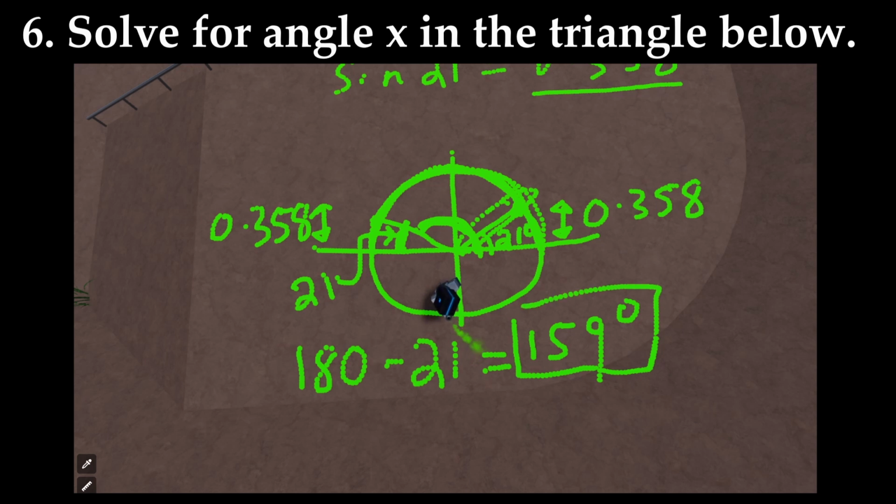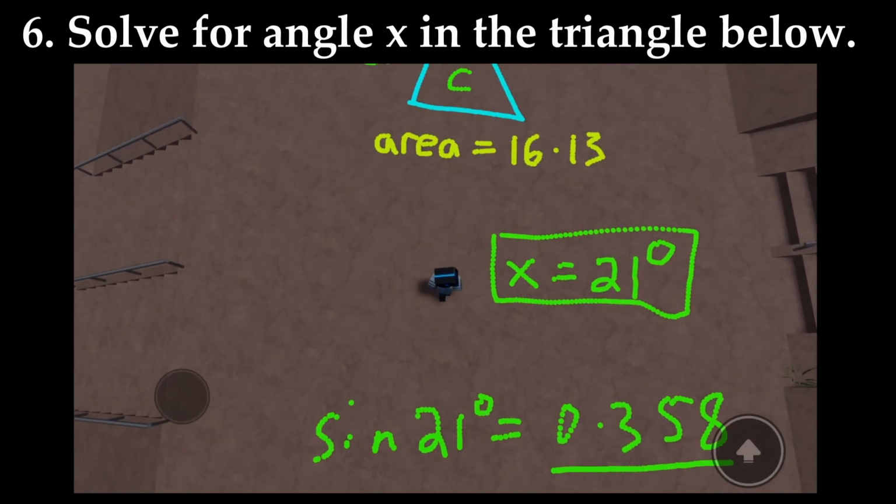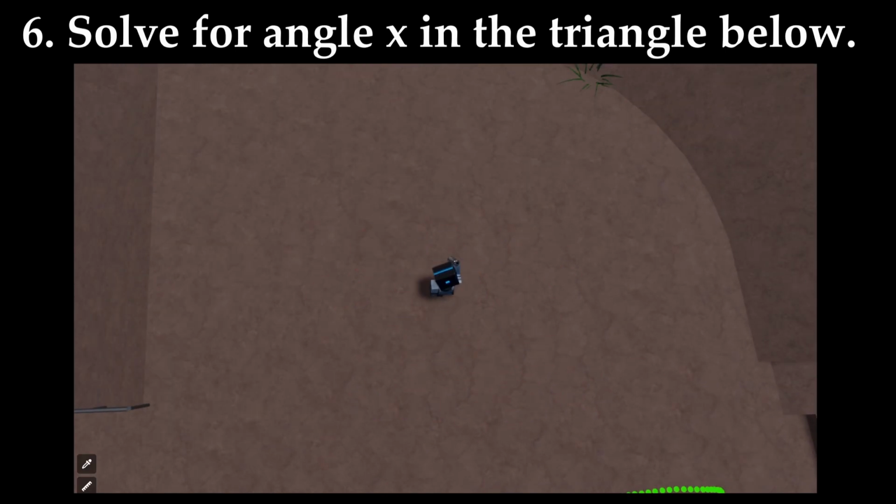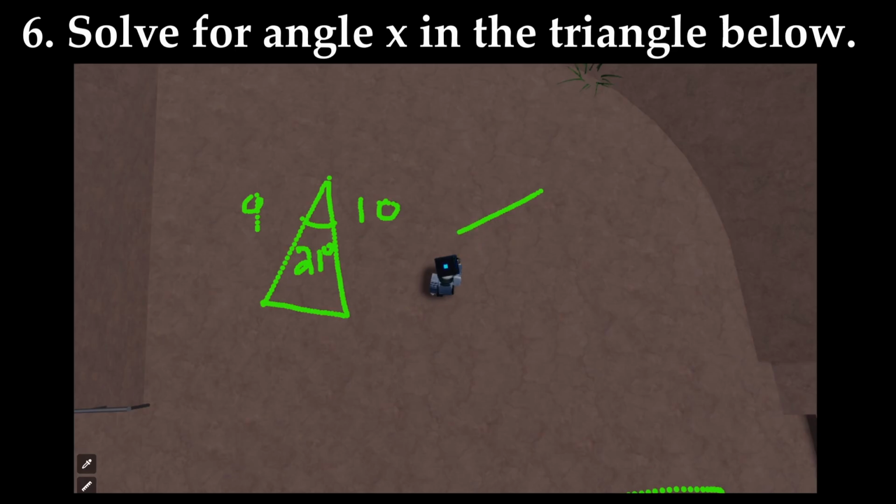And there are actually two solutions to this problem. So let me go back and actually try and draw both triangles that could have occurred. So I'm just going to erase all this here. So in one triangle, we'd have 9, 10, and 21 degrees. And in the other triangle, we're going to have 9, and then 10, and then we'll have an angle that's actually 159 degrees.